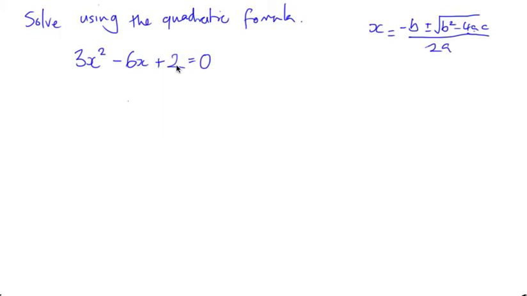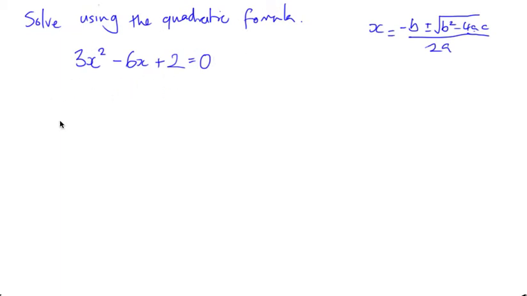Of solving a quadratic equation using the quadratic formula, but this time I'm going to show you how to type it into your calculator. So here we are asked to solve 3x squared minus 6x plus 2 equals 0. Quadratic formula is over here, as long as it's in the form ax squared plus bx plus c, and it is in that form because everything is equal to 0.